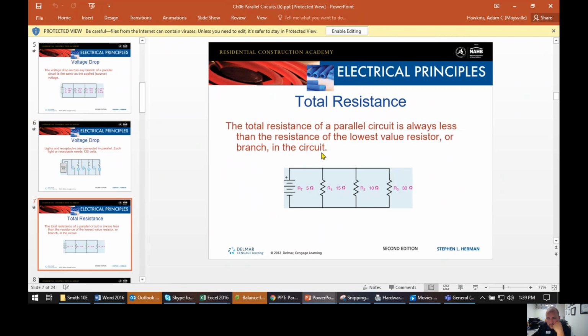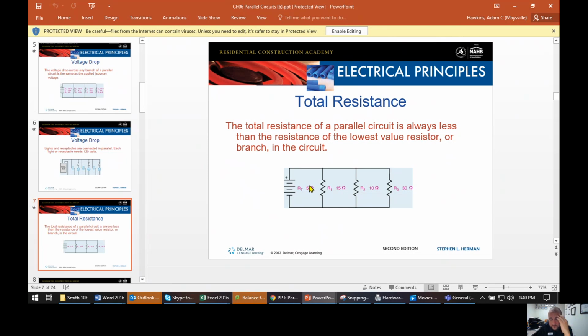Total resistance. The total resistance of a parallel circuit is always less than the resistance of the lowest value resistor or branch. In this example, R1, R2, and R3 have values of 15, 10, and 30. If you run your rules and do your reciprocal formula, R total is actually going to be 5.